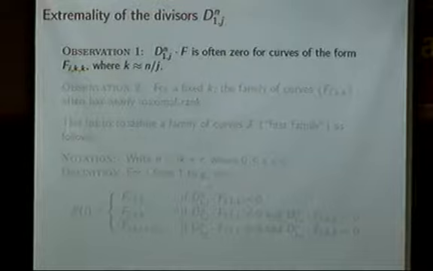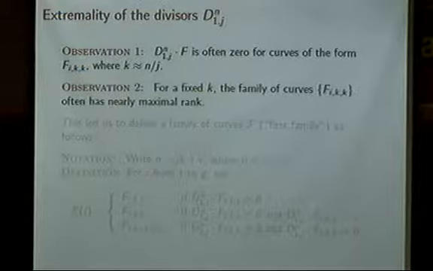Here are two observations that help us prove that these divisors I started with are extremal. First of all, they're often 0 on curves of the form f I k k, and then of course the fourth entry would be n minus I minus 2k. Not just for any k, but where k is roughly equal to n over j. So that's just an observation.